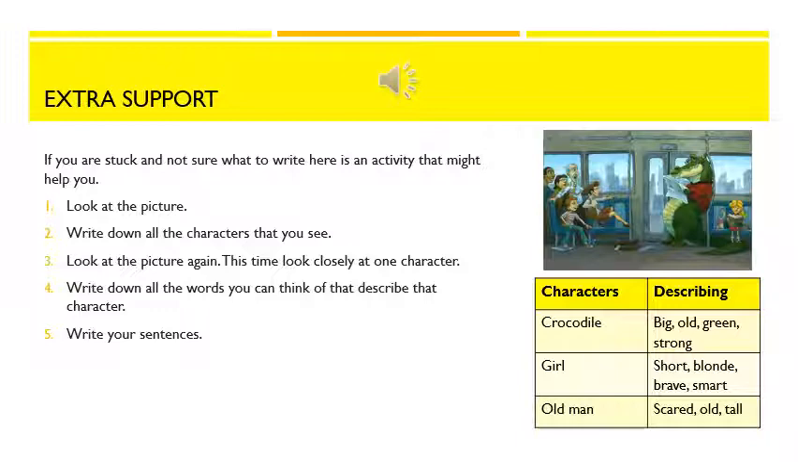The next thing that you need to do is to write down a sentence about that character using the words that you've come up with. So you might have a sentence that says, the crocodile is wearing a red jacket. You might have another sentence that says, the old crocodile was reading the newspaper. So they're just a few ideas that you could use to help you write some sentences.